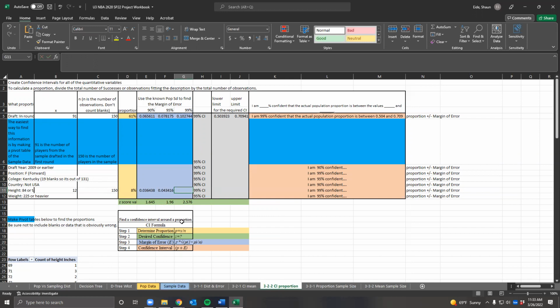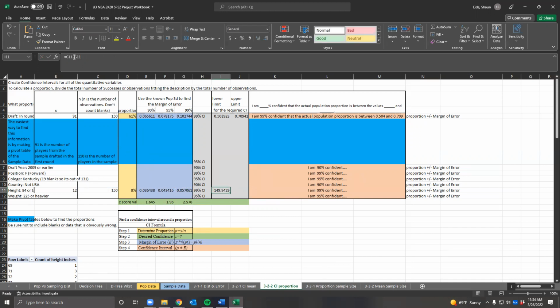And then last but not least, equals the z-score for 99% multiplied by the square root of the proportion multiplied by, in parentheses, 1 minus the proportion divided by the sample size. Okay. And then coming over here, this is a 99% confidence interval. So what you're going to do is equals the proportion minus the 99% margin of error.